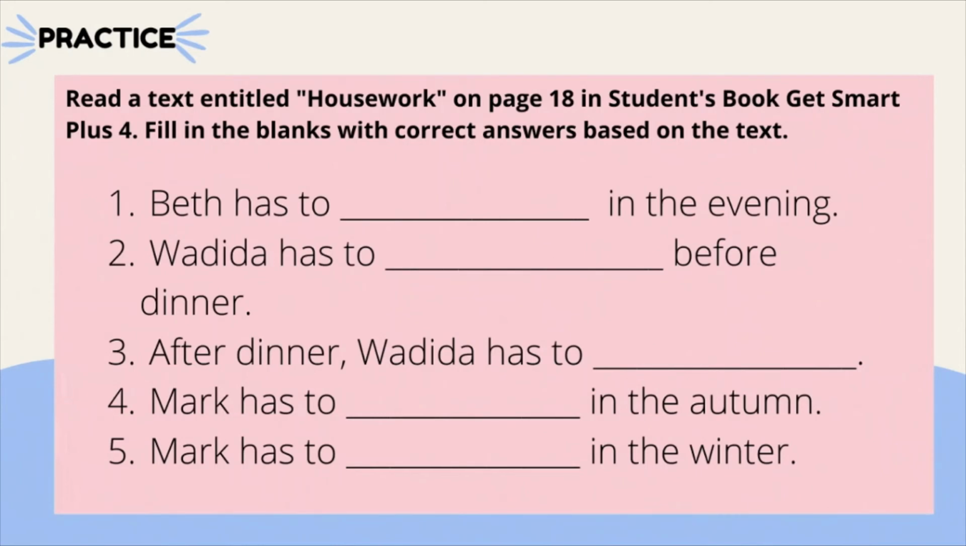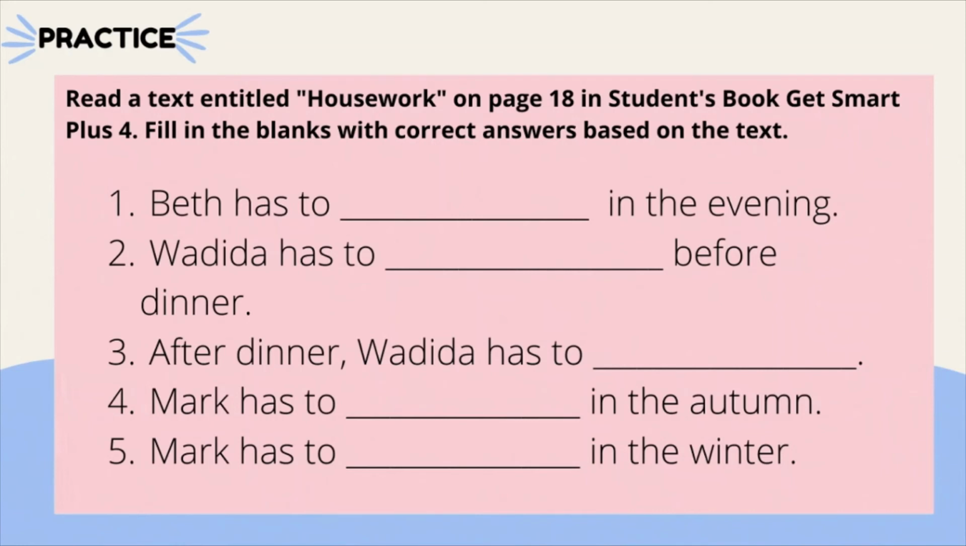Okay, so if you read the text entitled Housework, which is on page 18 in Students' Book Get Smart Plus 4 carefully, and you do understand the text, you will be able to answer all these 5 questions correctly. So I will give you a hint for this task. The answers that you have to put in the blanks here are related to examples of housework. That is a very important clue or hint that I have given to you.